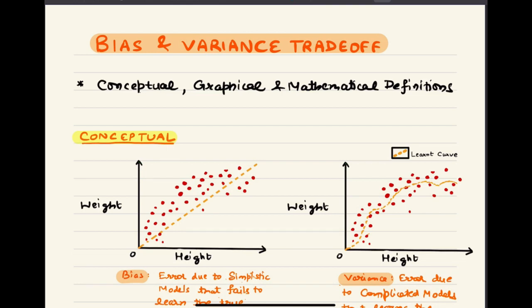Hello all. In this video, I would like to explain a fundamental machine learning concept, the bias and variance trade-off. I would like to start with the conceptual, graphical, and mathematical definitions of the bias and variance trade-off.